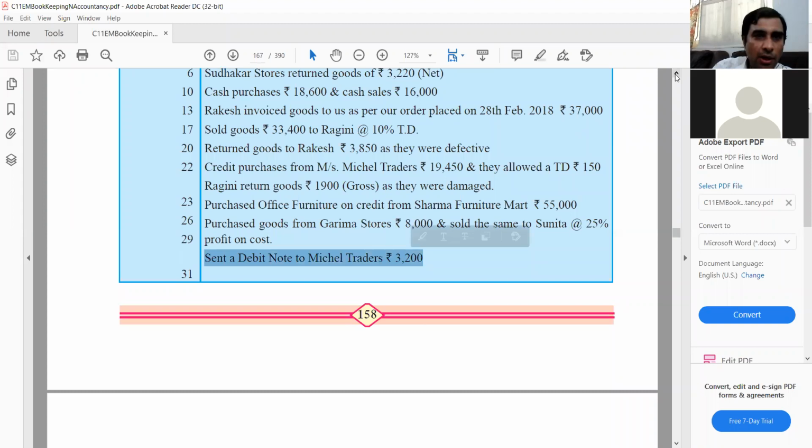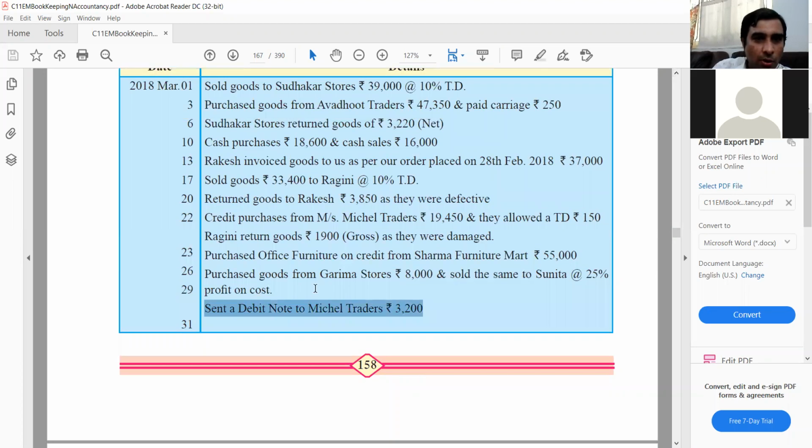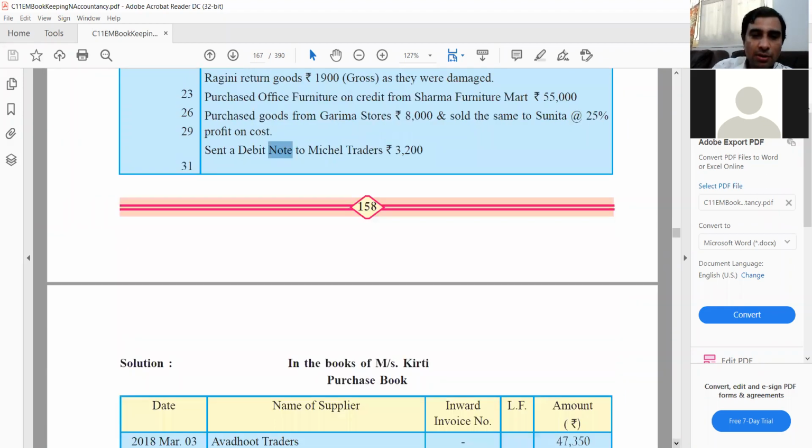Now, if you're not good at accounts, you go up in this question and look for what transactions you have been doing with Michael Traders. So what did you do with Michael Traders? You purchased goods from Michael Traders. When you purchased goods, what will you do on the opposite side with him? You will do purchase return with him. So that is another reason why you may think that this is purchase return. But the better way is you should know that debit note means purchase return. Credit note means sales return. So the debit note to Michael Traders, 3,200, will come in your purchase return book.